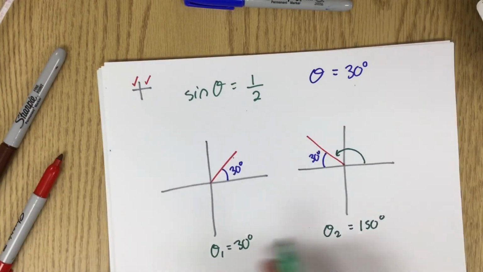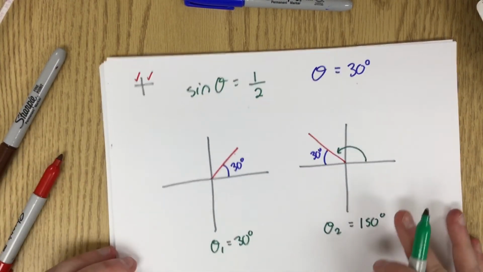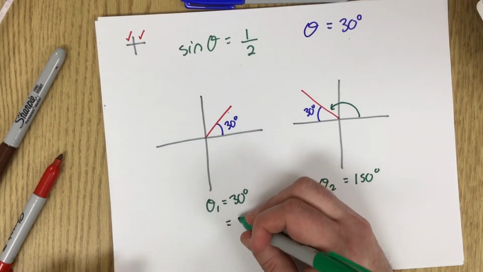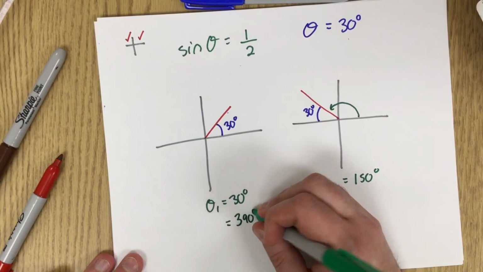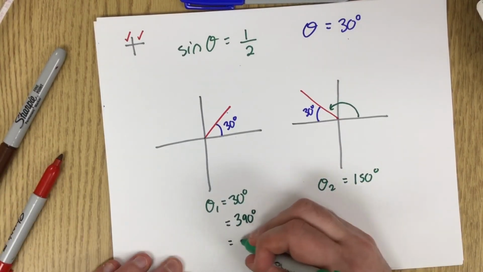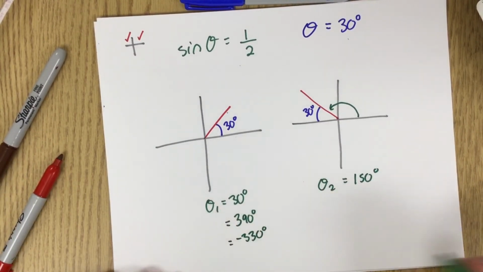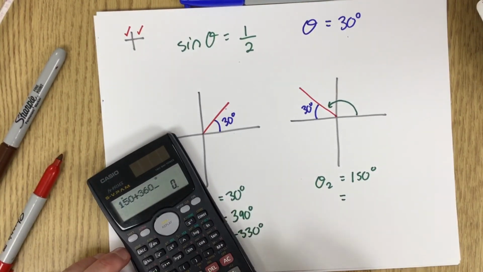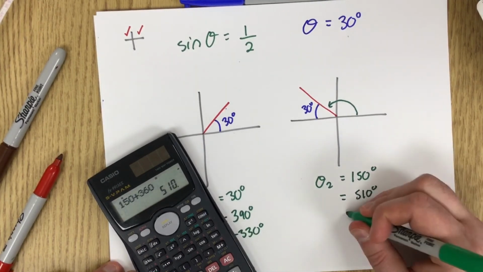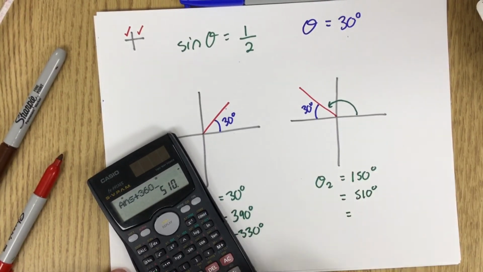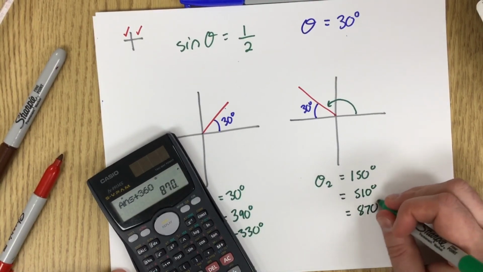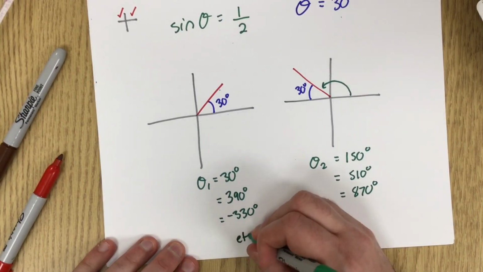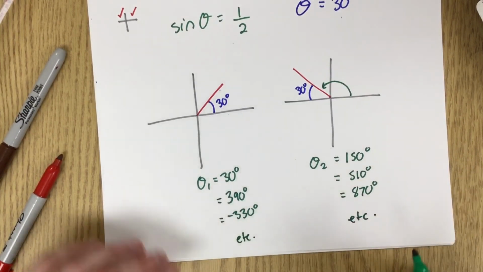Also, with every one of these answers, we're going to have multiple coterminal answers. So for example, it's also going to be 390 degrees. It's also going to be minus 330 degrees. This one's going to be 150 plus 360, it's also 510 degrees. This one's also going to be 870 degrees. And you can keep on adding or subtracting intervals of 360 as you see fit.